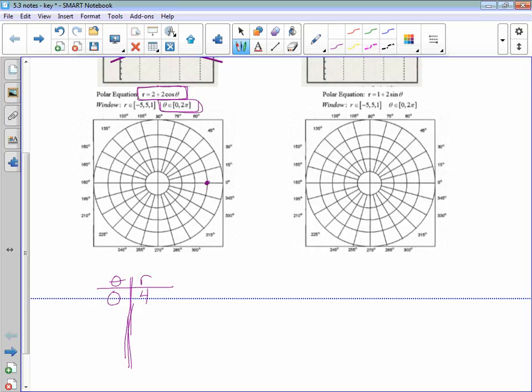All right. The next point I'm going to pick is pi over 2. You're just doing the easy ones around your circle here. So what happens if I plug in a pi over 2? Now, what's cosine pi over 2? 0. So what do I end up with? 2. So let's plot that. So over 2 and then around to your pi over 2.